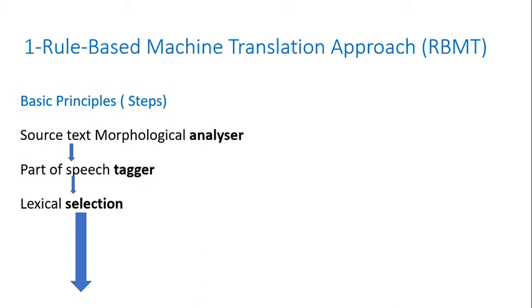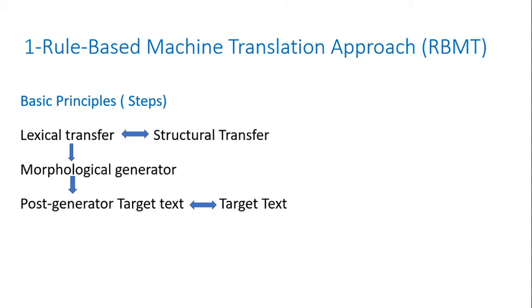And then lexical selection, and how the lexical selection is the lexical transfer, with the structural transfer, they work hand in hand because there's always overlapping. Then the morphological generator, which is now on the part of the translator, and the post-generated text, the target text. I mean, this is just a very simple depiction of what happens inside the machine.